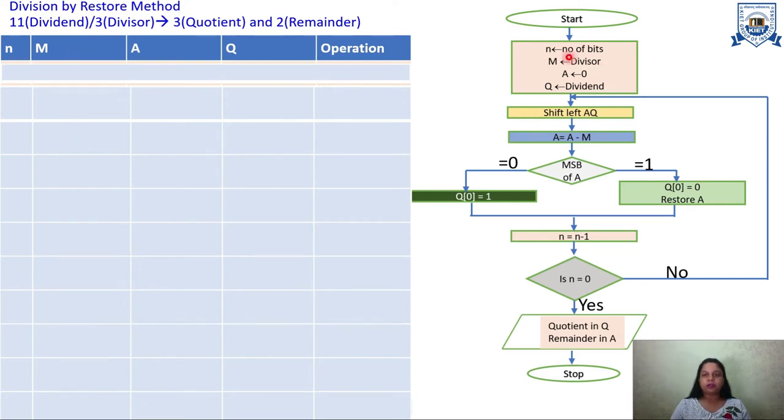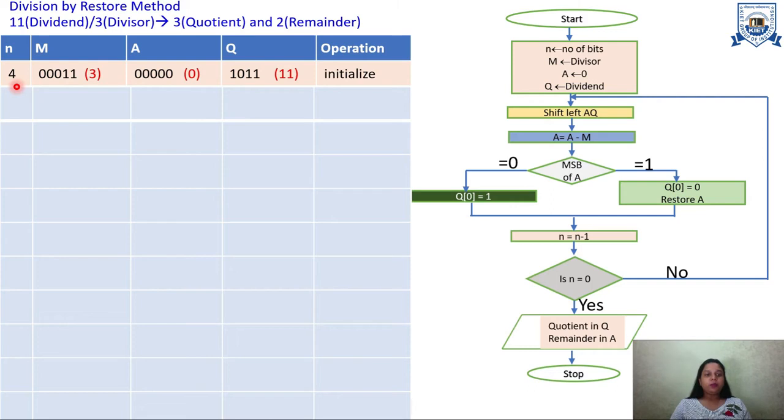Now let's start. First of all, we will initialize: we will write the number of bits. In the M register, we will place the divisor. What is the divisor? The divisor is 3. Now you must know how to convert this numerical value to a binary value. We will place zeros in the A register. We will place the binary value of the dividend in the Q register. So, C.